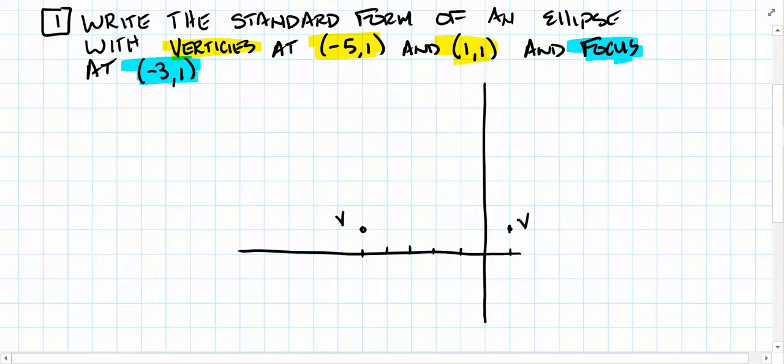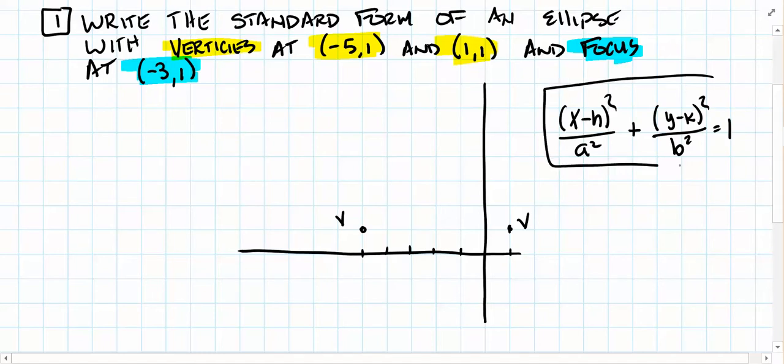Since my vertices are left and right, I know that this is going to be a left-right ellipse. So therefore, my center is not at 0, 0. I'm going to have something like this: x minus h quantity squared over a squared, because it's an ellipse, I'm going to use the plus sign, y minus k squared over b squared equals 1. So this is what I start with. You can find that on the ellipse cheat sheet. Sorry, not the hyperbola, the ellipse. Okay, so here's my vertices.